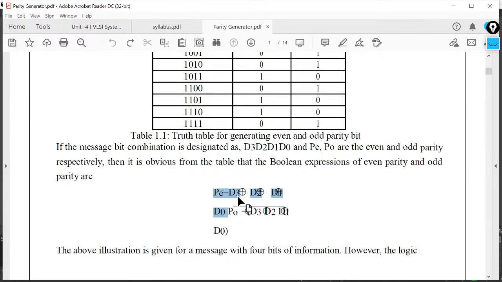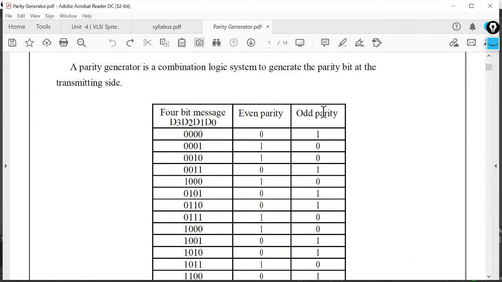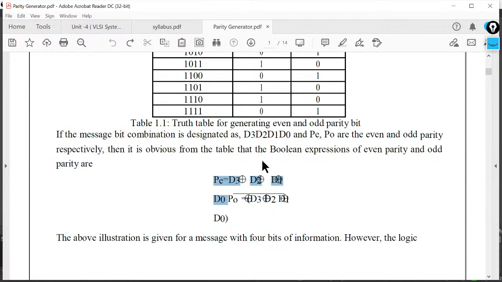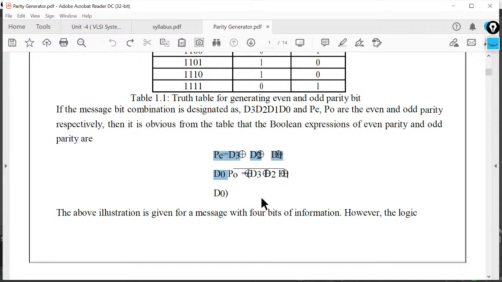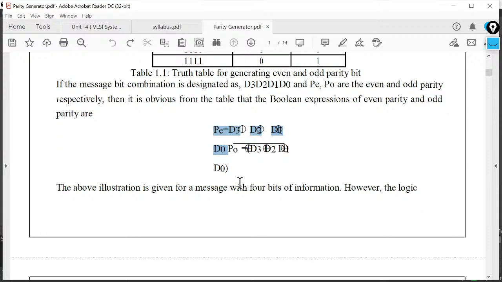This even parity is represented by the symbol PE. So PE equals D3 XOR D2 XOR D1 XOR D0, and we know that P naught is just the complement version of the even parity. So we can easily get the value of P naught by taking the complement of PE. P naught equals the complement of D3 XOR D2 XOR D1 XOR D0, and at last we take its complement to find the value of the odd parity.